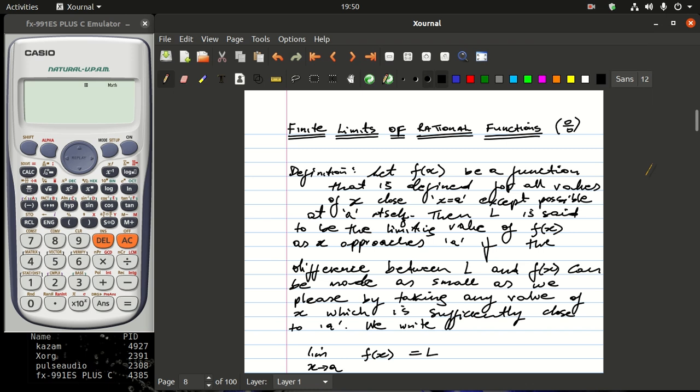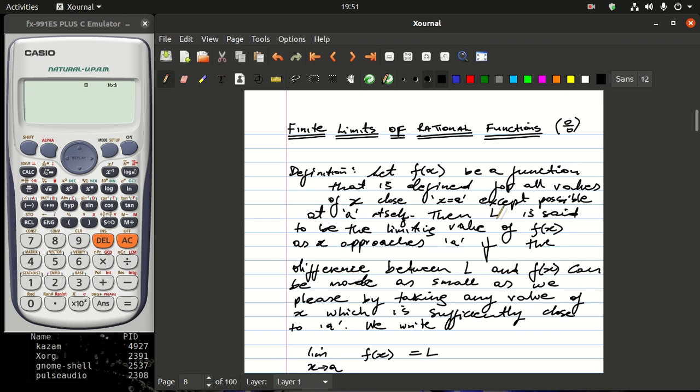This definition is just saying this. Suppose f of x is a function, and f of x is defined close to the point x equal to a. It's defined everywhere close to that point, and it is either defined at point a or not defined at point a. That's what this is saying. Then the value L is said to be the limiting value of that function as x approaches a.